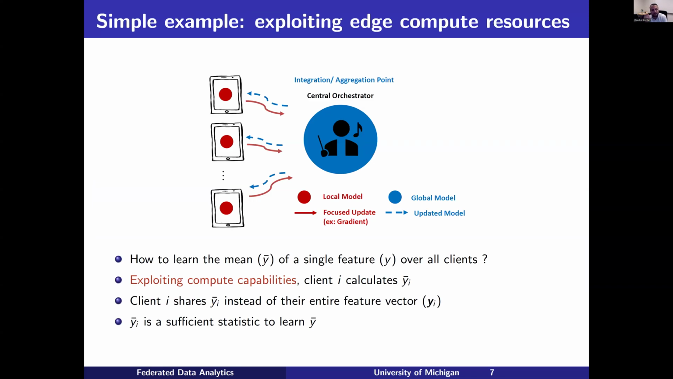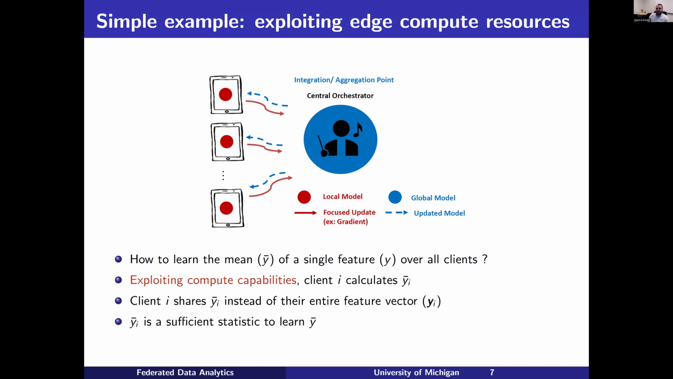To take a very simple example, let's assume we have a central orchestrator, say Google, and Google wants to learn an average of some feature over all the clients. If the clients do not have compute power, then every client needs to send their entire feature vector. But if each client has some compute resources, then they can calculate locally their mean and send their mean and the data size, and those are sufficient statistics for Google to learn the average over all the clients. This is but one simple example showcasing that less data is transmitted, less information is stored at the edge, and still the analysis and the statistical results are pretty much the same.